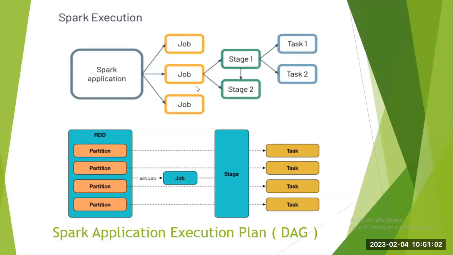I just explained what the application flow is, or we can say it's called a DAG. DAG is nothing but how your application flow will be executed, or we can say the plan of your Spark application. So DAG is nothing but directed acyclic graph.